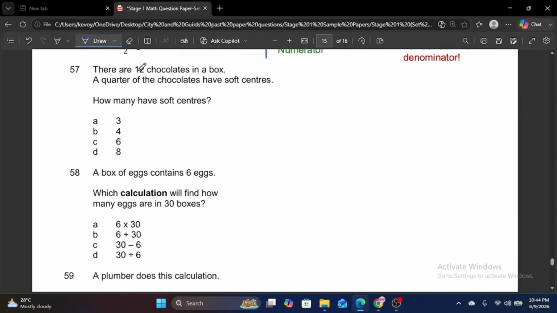Question 57. So there are 12 chocolates in a box. A quarter of the chocolates have soft centers. How many have soft centers? So a quarter of. Whenever you see of, we're talking about multiplying. So a quarter is 1 over 4. Whenever you see of, it means that you're always going to multiply.